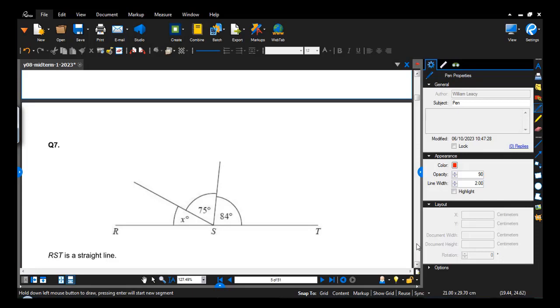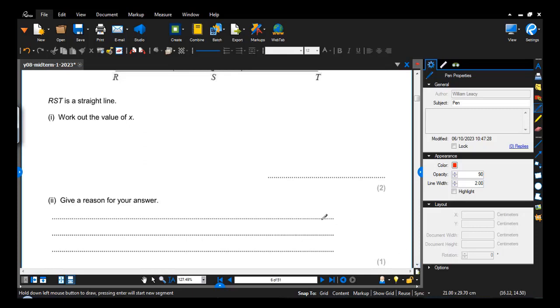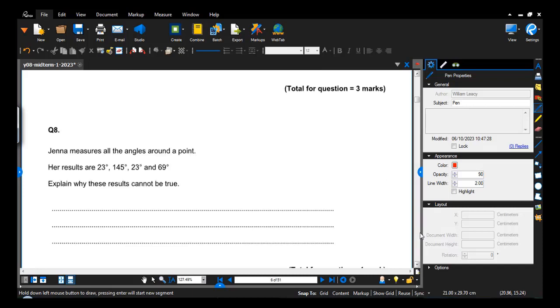Next one. Alright, straight line. What do we know about a straight line? Angles add up to 180 degrees. We'll continue. Jenna measures all the angles around a point. Her results are 23, this, and this. Explain why these cannot be true. What do we know about the angles around a point? They add up to 360.